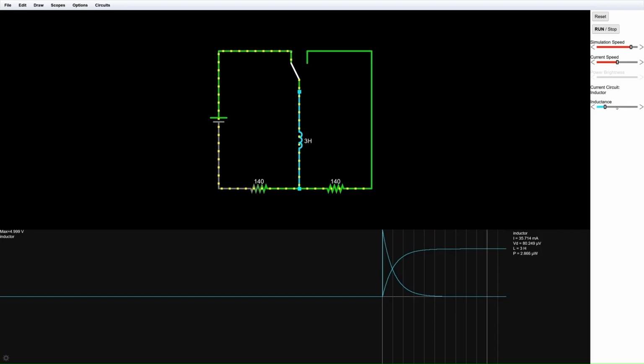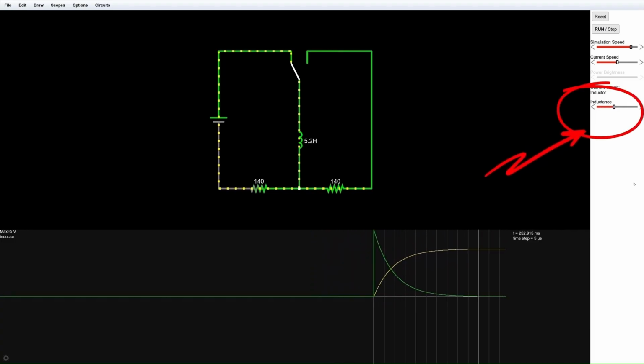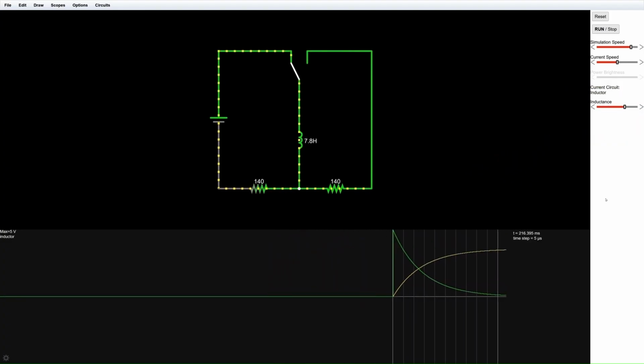If you would like to challenge yourself, you can try changing the values of the inductor, resistors, and the power supply to perform new calculations and observe how the circuit behavior changes.